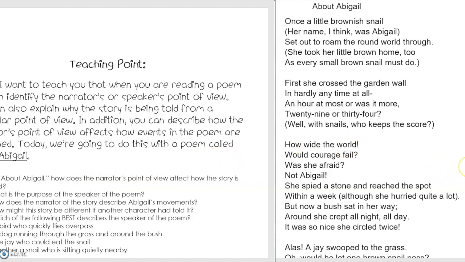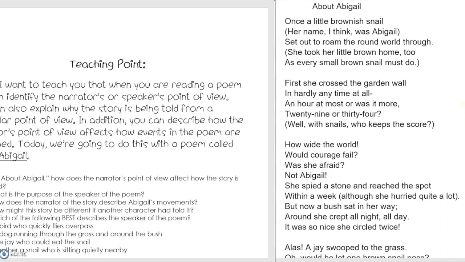The poem is about Abigail. Once a little brownish snail, her name I think was Abigail, set out to roam the round world through. She took her little brown home too, as every small brown snail must do. First she crossed the garden wall, in hardly any time at all. An hour at most, or was it more, 29 or 34, well with snails, who keeps the score. How wide the world would courage fail? Was she afraid? Not Abigail.